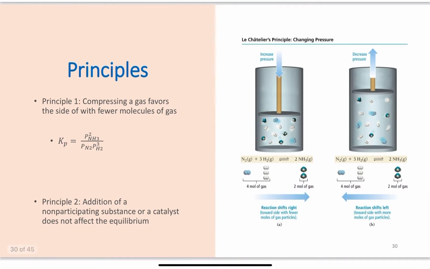Two more principles we need to cover: compressing a gas and addition of a non-participating substance. So compressing a gas, if I take a gas and I compress it, it favors the side with fewer moles of gas. So for example, if I had the reaction N2 plus 3 moles of H2 in equilibrium with 2 moles of NH3.